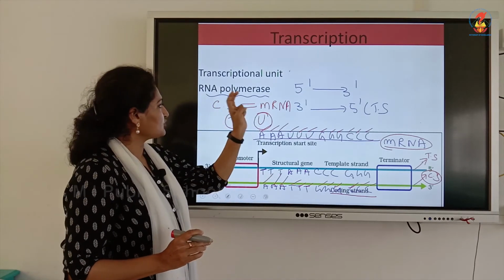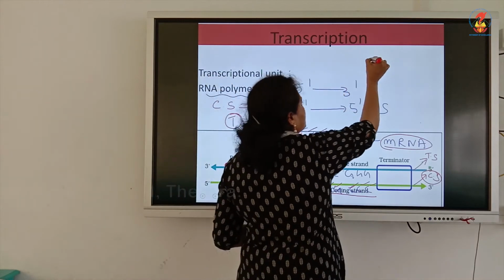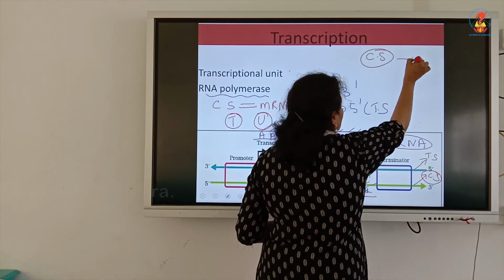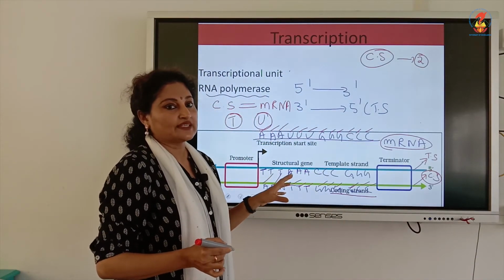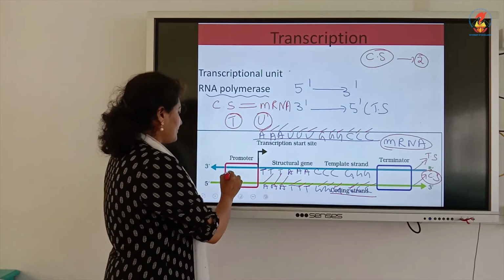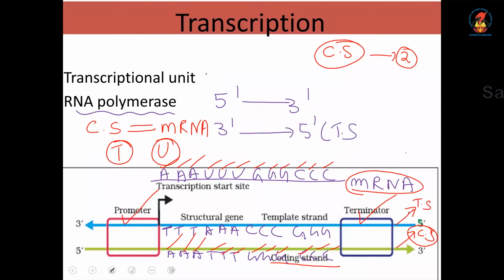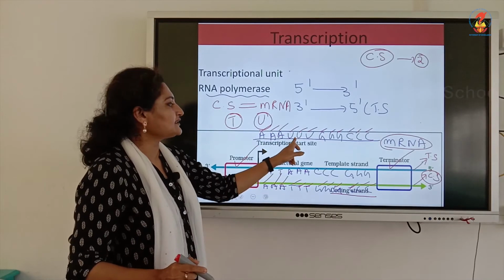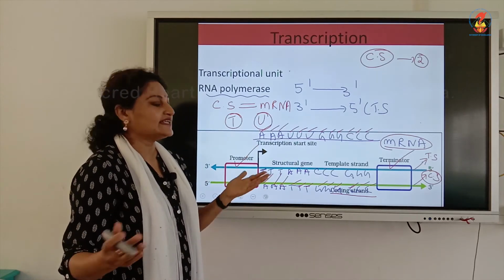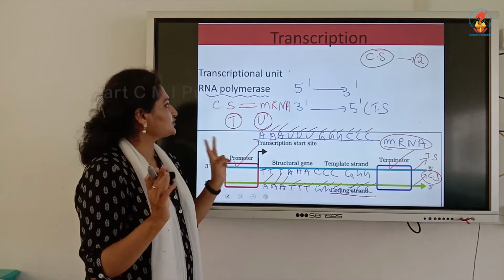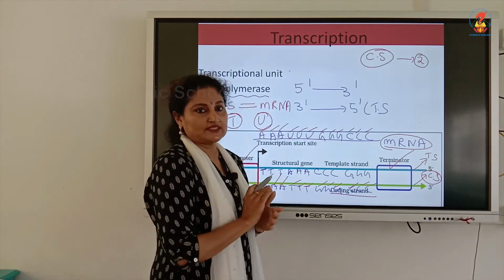So, therefore, I want to emphasize that the coding strand has two significances. One, you are placing the promoter and the terminator with respect to the coding strand. That is, at the 5 prime end you are placing the promoter, and at the 3 prime end you are placing the terminator, of which strand? Of the coding strand. And the second significance is that the coding strand is very much similar to the mRNA, except that T is replaced by U, because one is a DNA and the other is an RNA. So, you should bear in mind the significance of the coding strand.